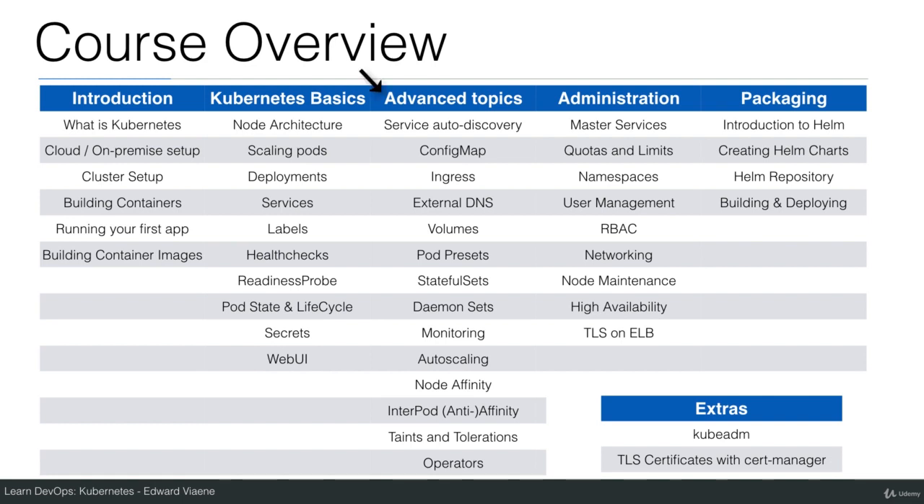Then we'll start with more advanced topics. I will talk about service discovery, how to use config files, an ingress, which is also a load balancer, external DNS. I will talk about volumes, pod presets, stateful sets, daemon sets, monitoring, auto-scaling, node affinity, and anti-affinity. I will also cover operators, which can give you extra functionality in Kubernetes.